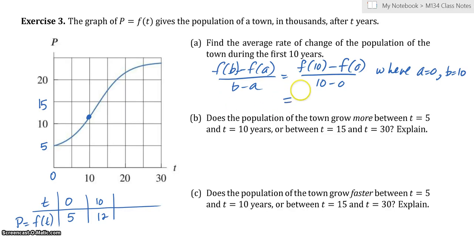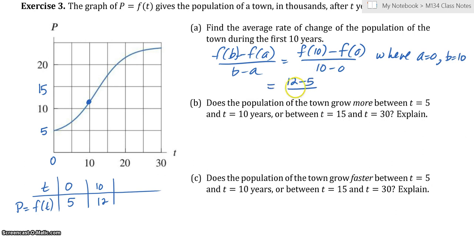So then I'm going to do this, and maybe I should put the equals over here in case I need more room. 12, that's the F of 10, minus the 5, all over 10. So that looks like 7 over 10, which if you do on your calculator is 0.7. So if you said 13, it might be 0.8. If you said 11, it might be 0.6, but around 0.7.